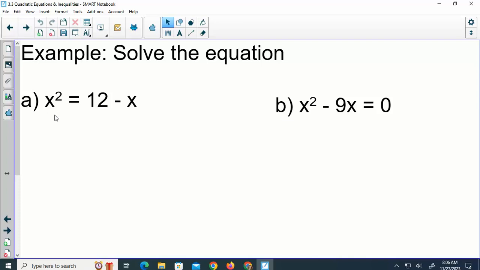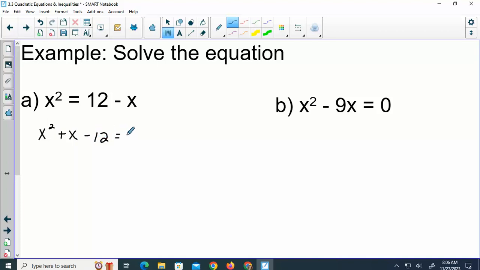On A, what will we need to do to be able to solve this? Right, we have to get it equal to 0 first. If it's not equal to 0, we're not going to be able to solve it. So we add our x, subtract the 12, and then what do we do?